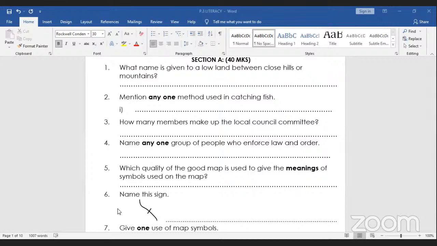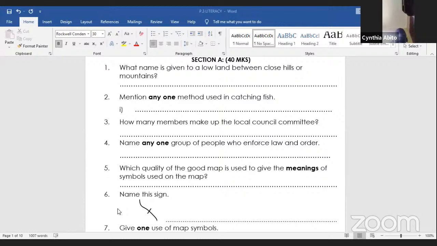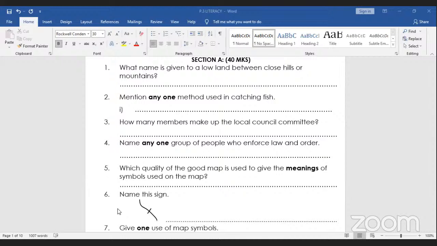Apart from using hooks, what else can you use? The only one I know is using hooks. What about Shadrach? So you can decide to use the hooks or fishing poles. And also using fishing nets. As simple as that.